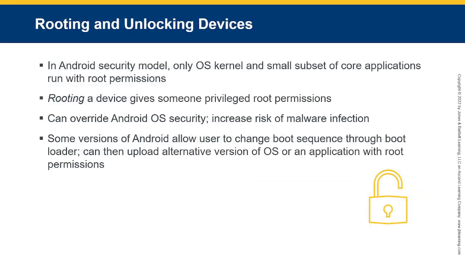In the Android security model, only the OS kernel and a small subset of core applications run with root permissions. Rooting a device gives someone privileged root permissions. It can override Android OS security. It increases the risk of malware infection. Some versions of Android allow users to change the boot sequence to the bootloader, then upload an alternative version of the OS or an application with root permissions.